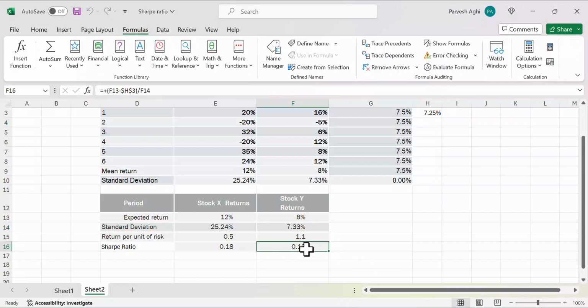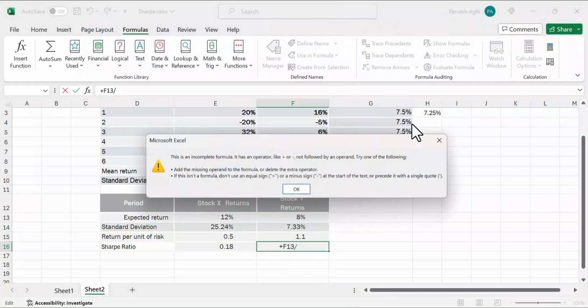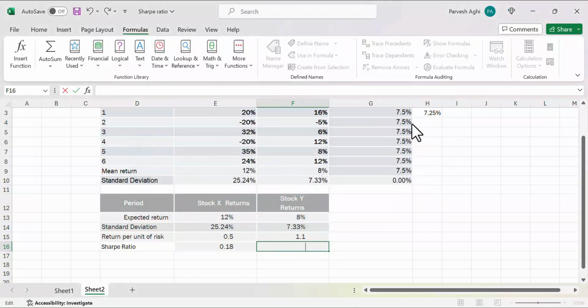0.78 is coming here. Okay, one second. Let me divide this, sorry, subtract this. Okay, I took this, and I took this. Subtract this. Okay. And put a bracket here. Okay, and divided by this figure, which is standard deviation.